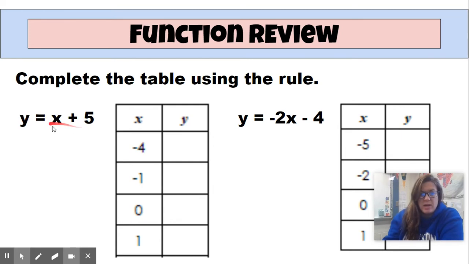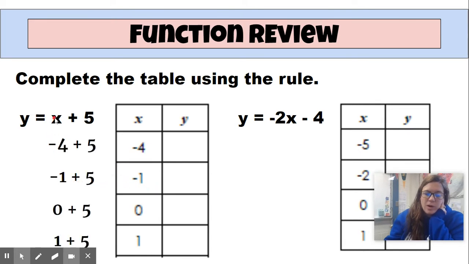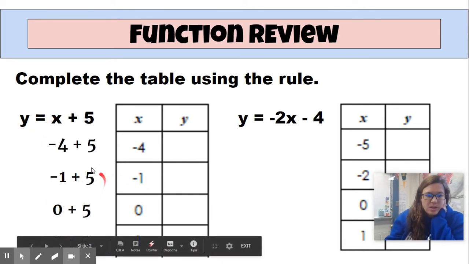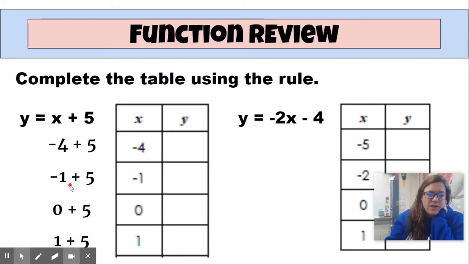And you can use the Desmos calculator for that. So you're going to enter in the -4 where the x is on your calculator to figure out the y. So -4 plus 5 is 1, and that will be our y. So I'm going to do that for each one of these. I'm going to put -1 where the x is, and then I'm going to put this into my calculator because that will equal the y if x is -1.